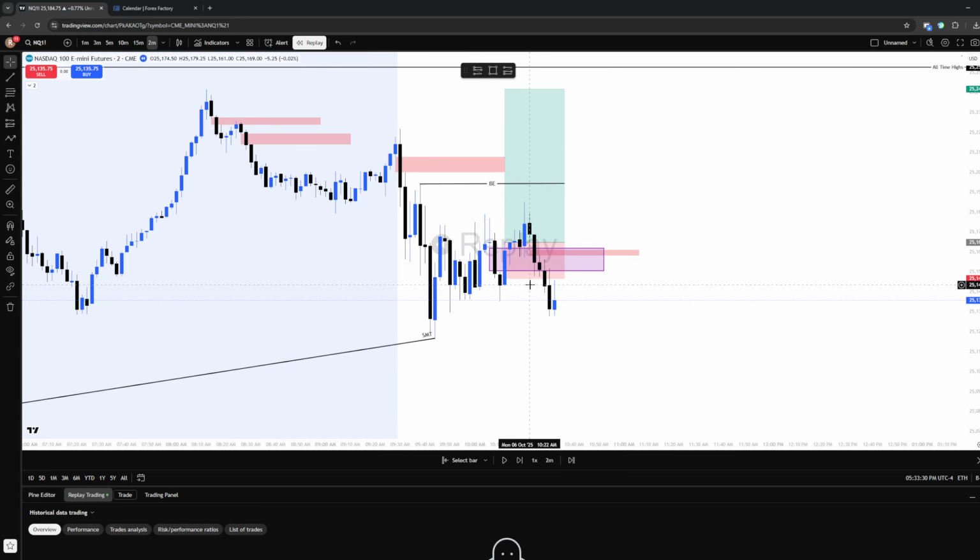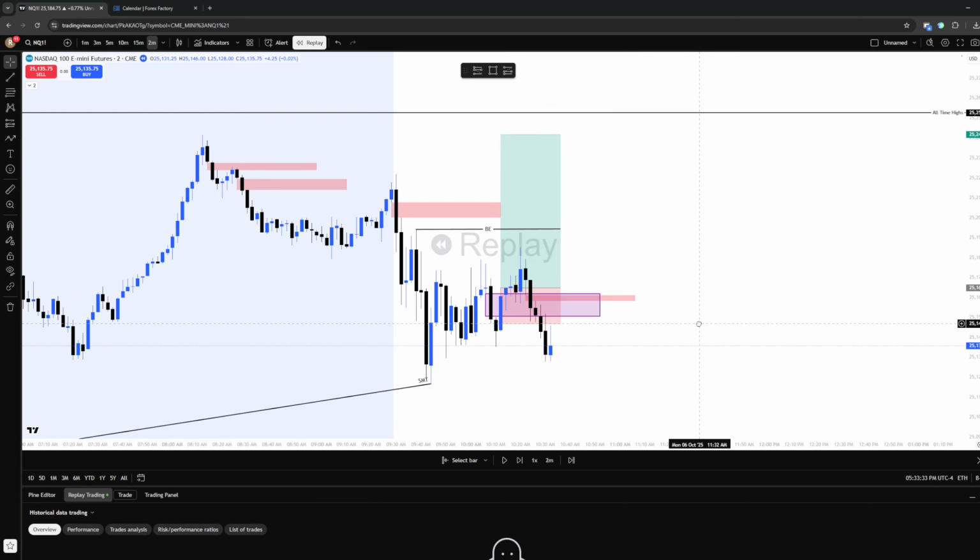So that's how I would have it. Obviously, I would have been stopped out on this trade. But yeah, just for future reference. Also, like I said, just be careful with trading on Mondays, as they do tend to be a little bit weird with the price action. But yeah, that's about it. Hope that helped.